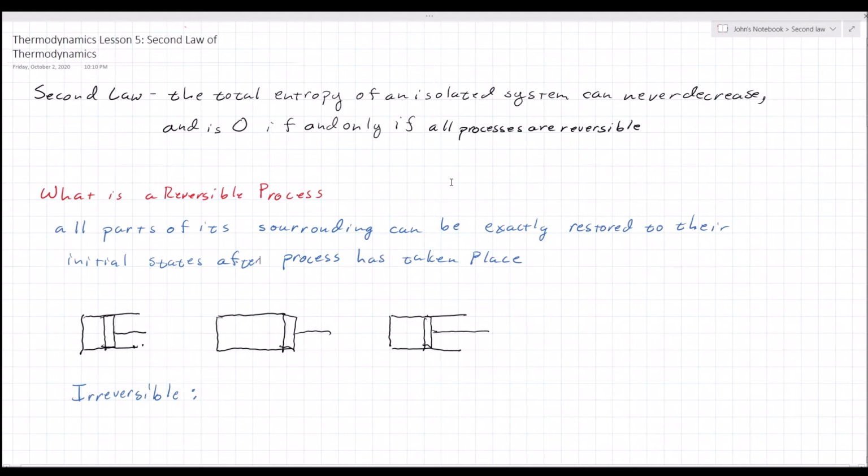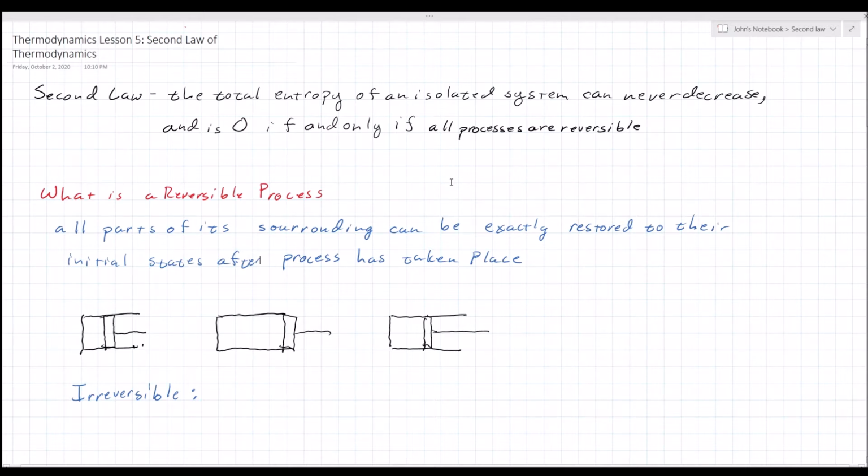Now there are several statements to the second law, such as the Clausius Statement, the Kelvin-Planck Statement, and the Entropy Statement. And we'll get to those statements later on in this video. Right now, we're going to cover what is a reversible process and what is an irreversible process.